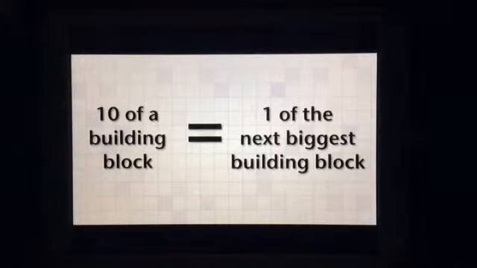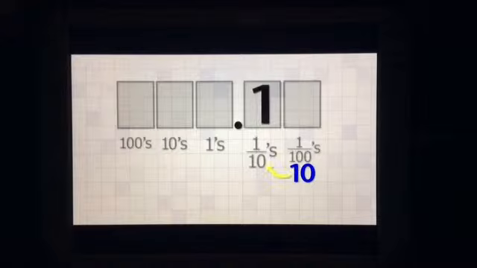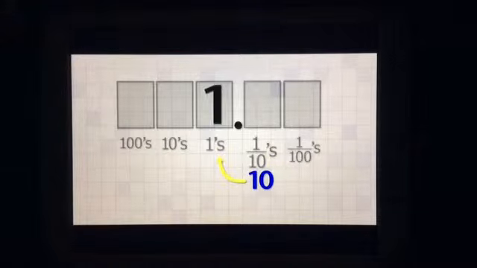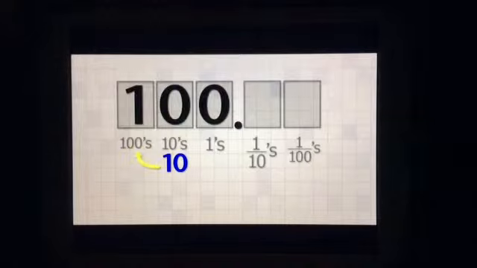This happens because any time you have 10 of a building block, they combine to form one of the next biggest building block. For example, 10 hundredths is a tenth, 10 tenths is a 1, 10 ones is a 10, and 10 tens is 100.